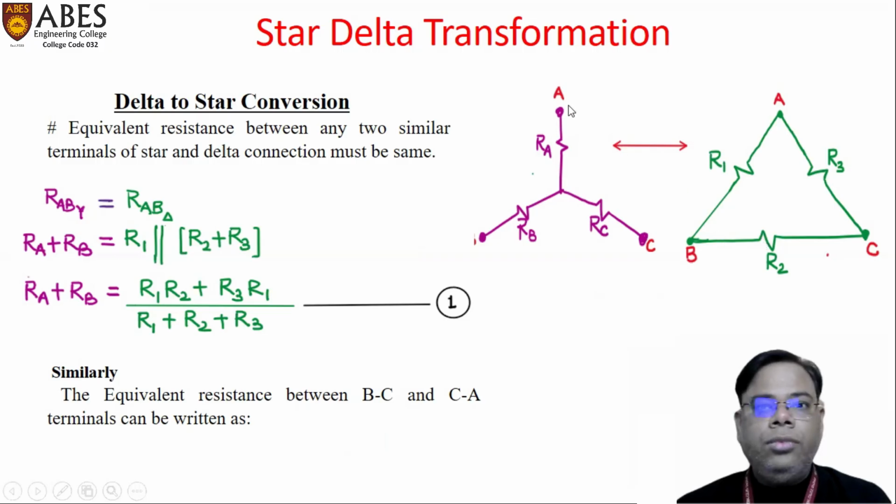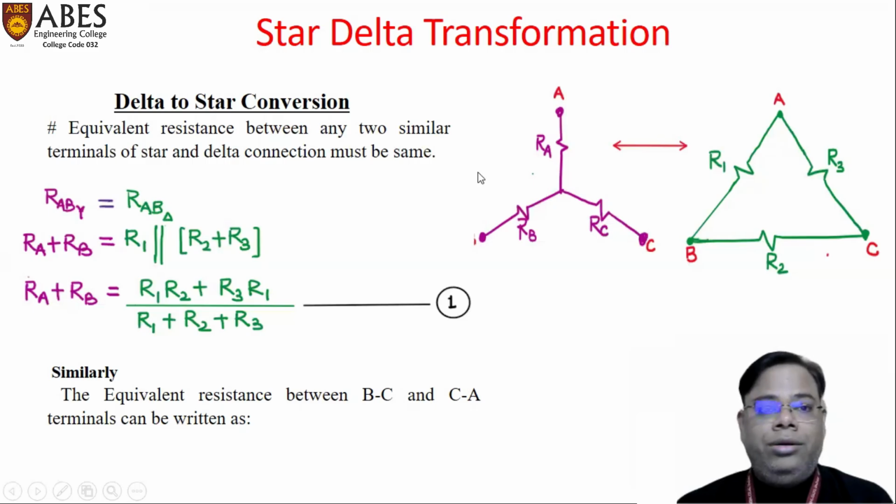A, B, C are the points of a circuit. RA, RB, RC are the resistances that are forming the star combination, and R1, R2, R3 are the resistances that are forming the delta combination. In this derivation, we will express the star-connected resistances in terms of delta-connected resistances.